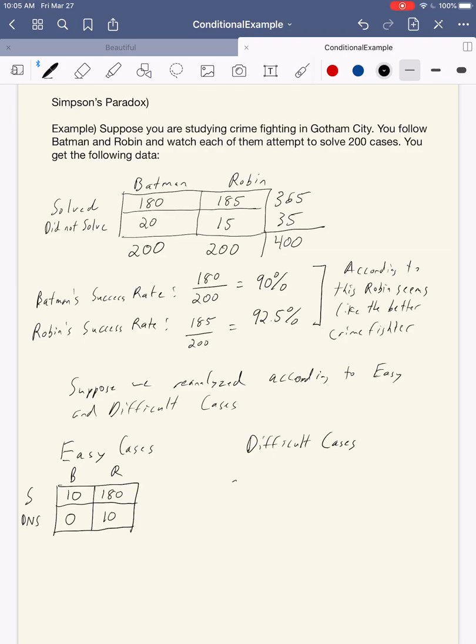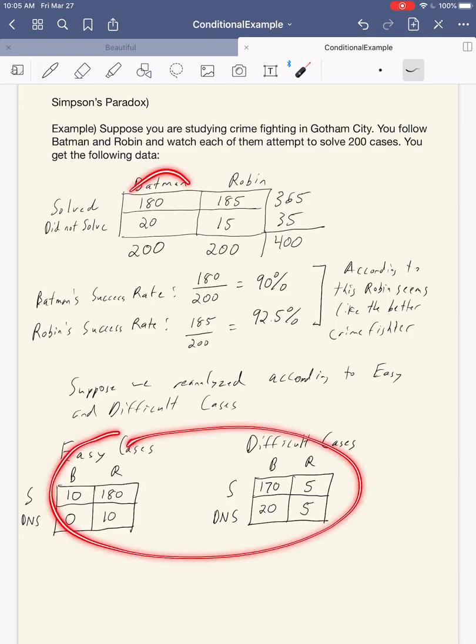Then over here for the difficult cases, solved, did not solve, Batman, Robin, we make ourselves a nice little table. Let's say Batman solved 170 difficult cases and failed to solve 20 difficult cases. And then Robin solved 5 difficult cases and failed to solve 5 difficult cases. Now, obviously, we don't actually have these 200 cases or the information about them.